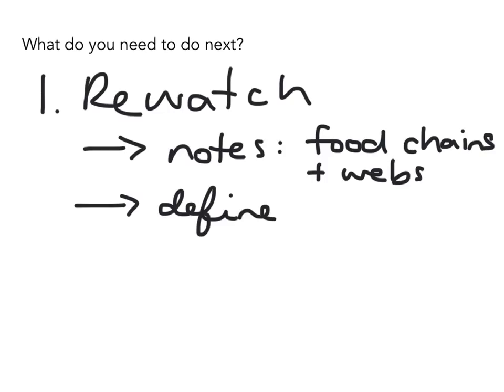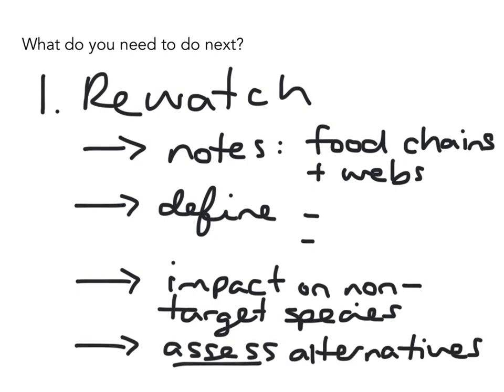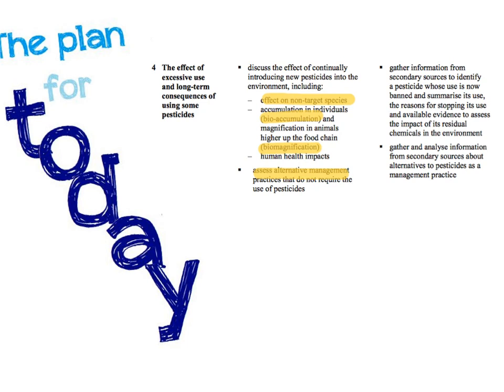Make some quick notes for yourself, revising food chains and webs. Make those definitions focusing on bioaccumulation and biomagnification, and especially linking those into the food pyramid. Make sure that you write down some notes on the impact on non-target species, where you might need to draw on your knowledge from DDT from watching the documentary already. And finally, making up some notes to assess, which means you need to have a discussion and then make a judgment. So you're assessing some of those alternatives we talked about, such as the physical barriers and the biological controls.